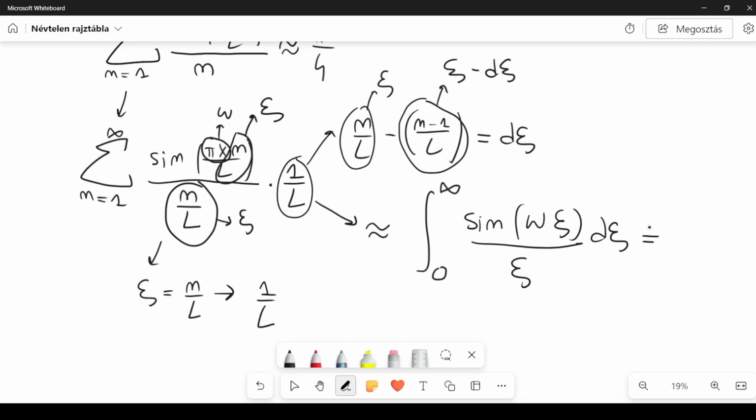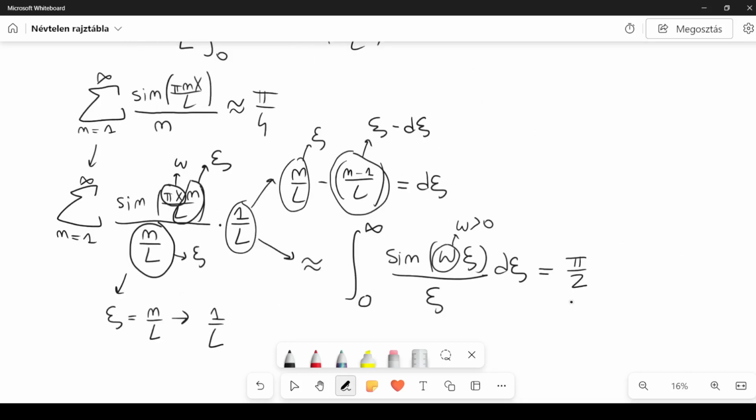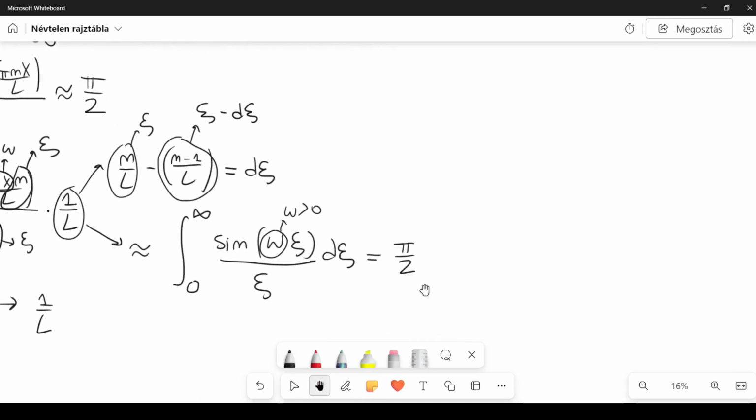This integral can be performed by means of complex calculus. I will not get into the details of that. By using the residue theorem, if you want, you can derive the result of this integral. And since omega is greater than 0, and you can see that from here, because x goes from 0 to L, so omega is a non-negative quantity, we get pi over 2. So this is pi over 2, which means that this series here can be approximated by pi over 2, not pi over 4.